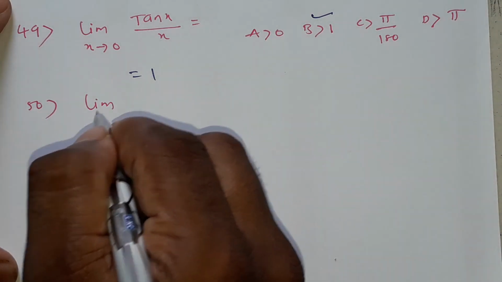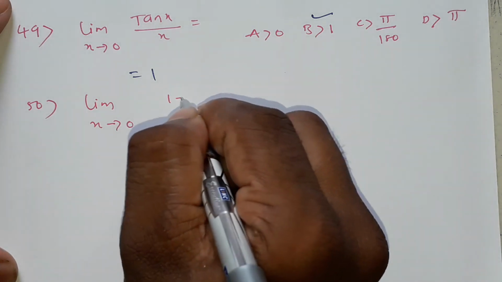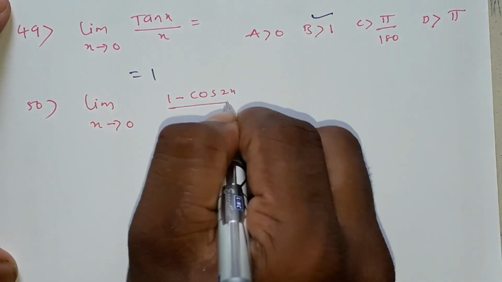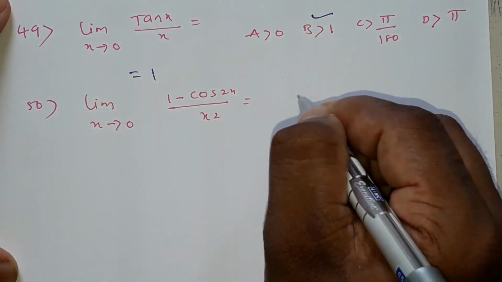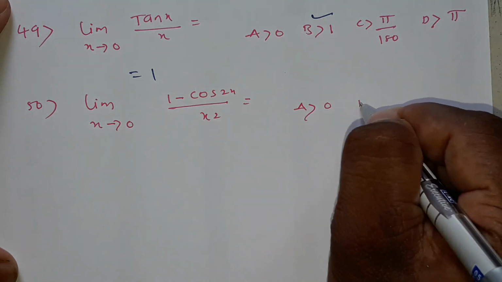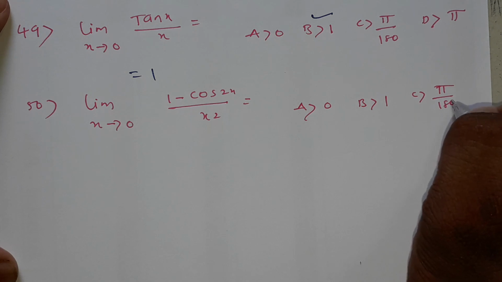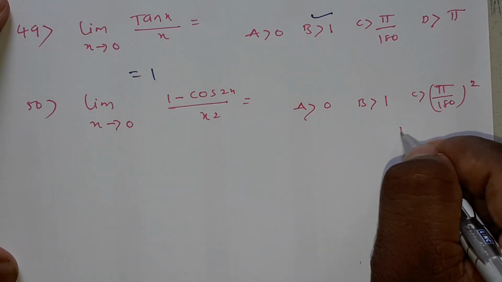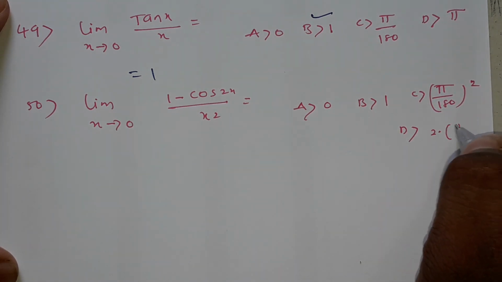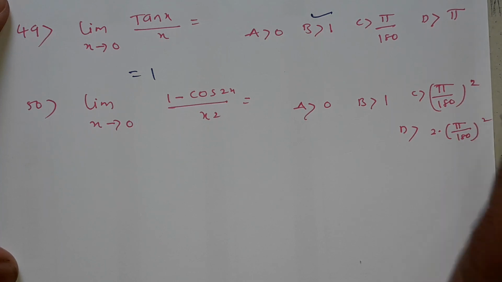Next 50. Limit extends to 0, 1 minus cos 2x by x square. Option A is 0, option B is 1, option C is pi by 180 whole square, option D is 2 into pi by 180 whole square.